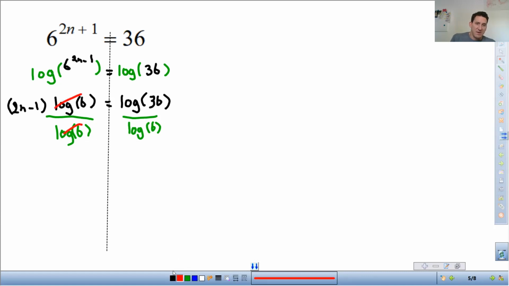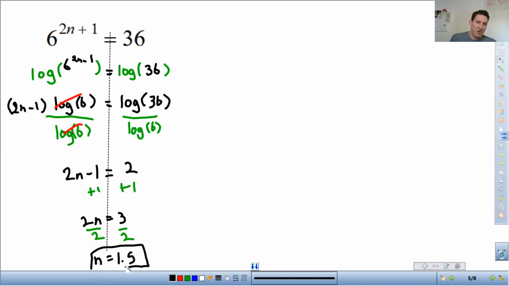So this will cancel out, and you get 2n minus 1 is equal to log of 36 divided by log of 6. That comes out to 2. So now it's just a simple two-step equation. Add 1 to both sides, you get 2n is equal to 3. Divide both sides by 2, you get n is equal to 3/2 or 1.5, whatever you prefer.